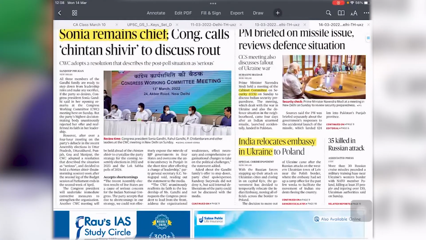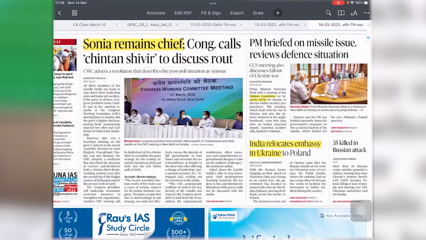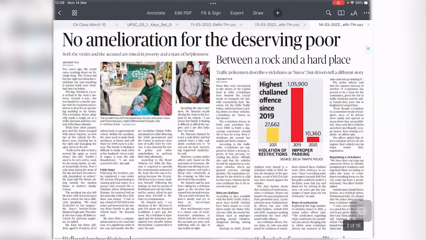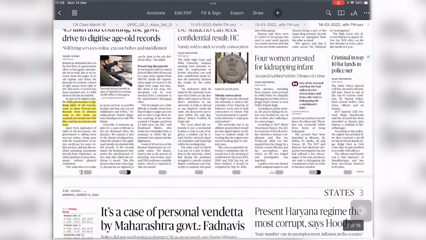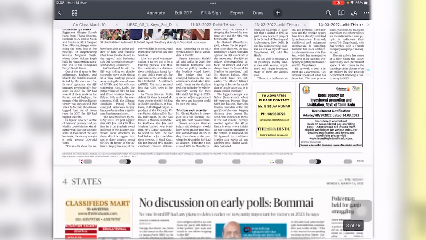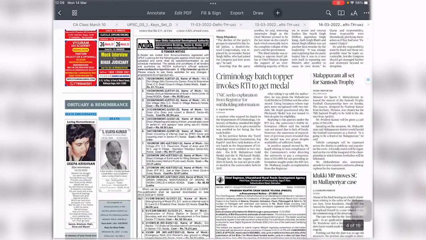CDS is a 4-star general. Very good. Only Shyam Manekshaw is a 5-star general in the country, during the liberation war. Right.